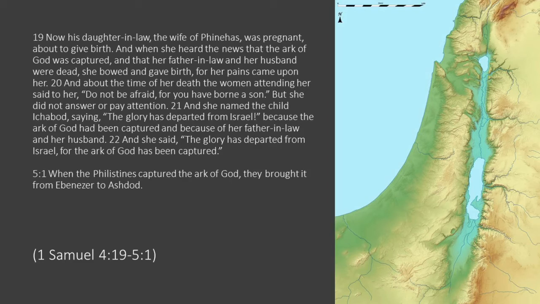And about the time of her death, the woman attending her said to her, Do not be afraid, for you have borne a son. But she did not answer or pay attention, and she named the child Ichabod, saying, The glory has departed from Israel, because the ark of God had been captured, and because of her father-in-law and her husband. And she said, The glory has departed from Israel, for the ark of God has been captured. Chapter 5, verse 1. When the Philistines captured the ark of God, they brought it from Ebenezer to Ashdod.